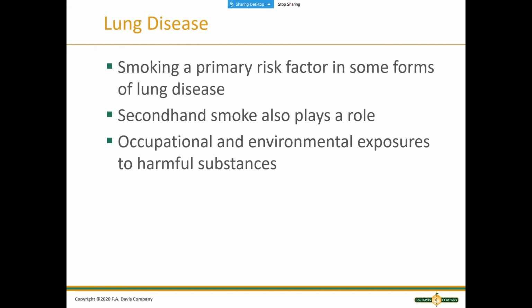Anyway, one of the reasons we think nurses have a higher rate of lung disease is all those chemicals. We are constantly sanitizing, constantly cleaning.